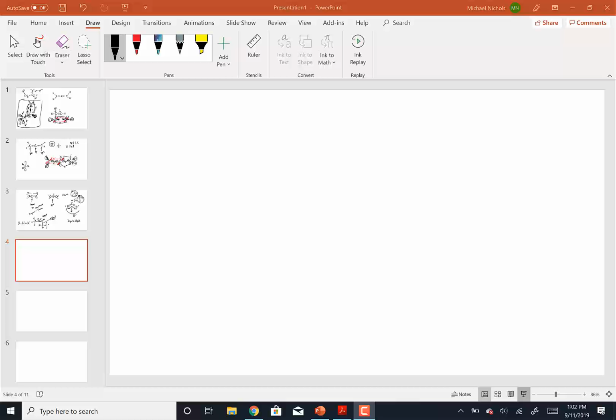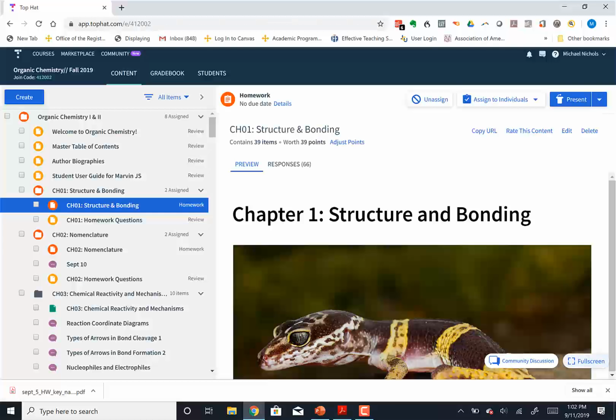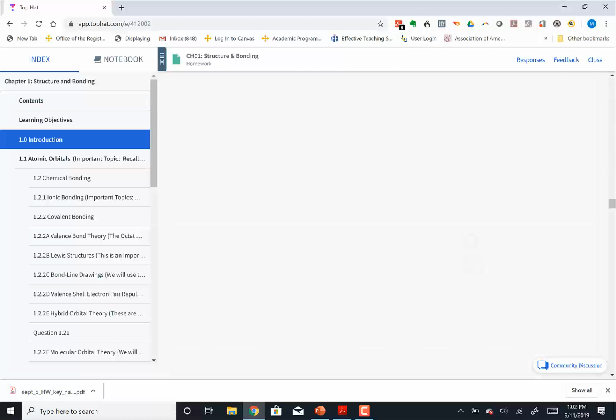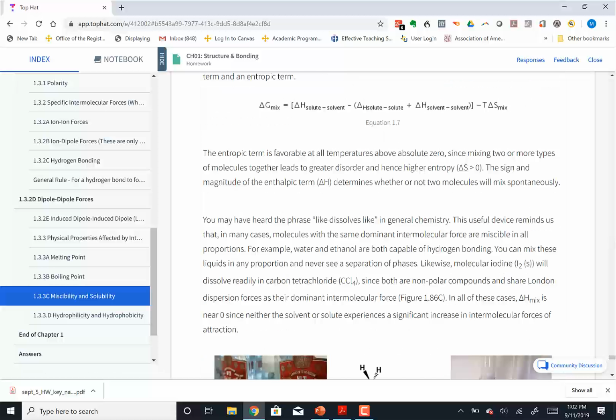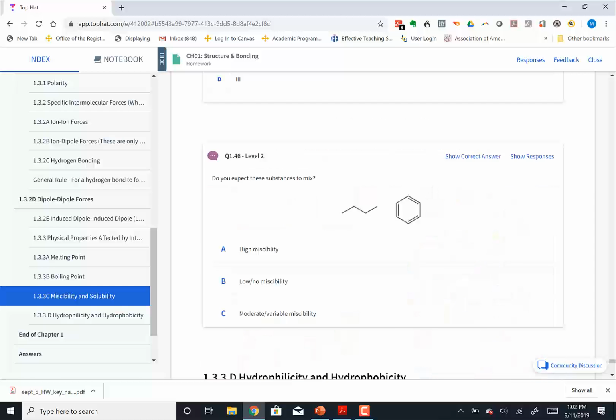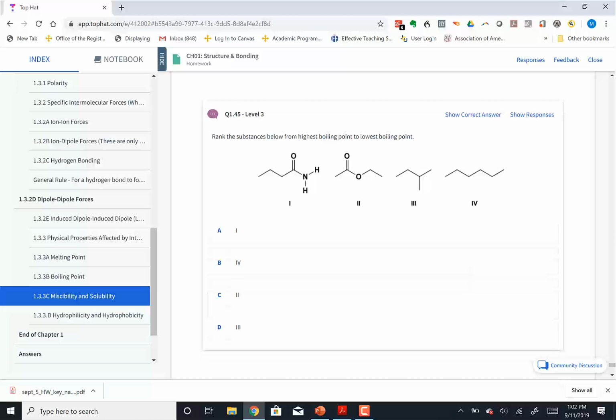Questions? Yeah. I don't exactly remember the problem, but I know we were doing the notebook. The question number 45 on top left, question 45. Let's see. Okay. So 45, rank the substances from highest boiling point to lowest boiling point.